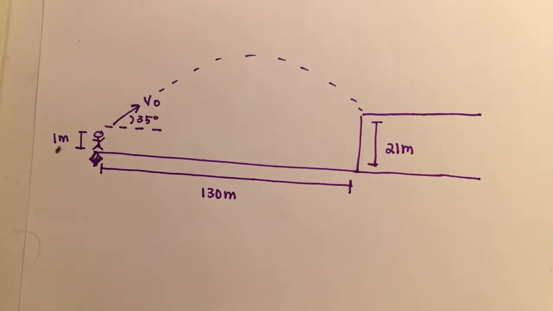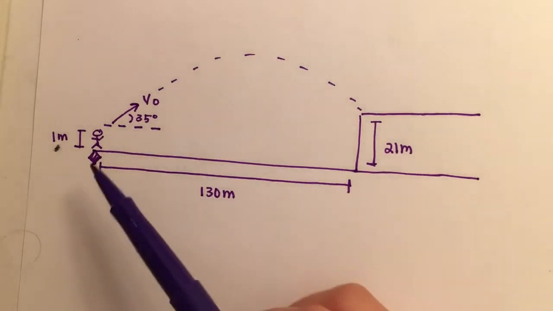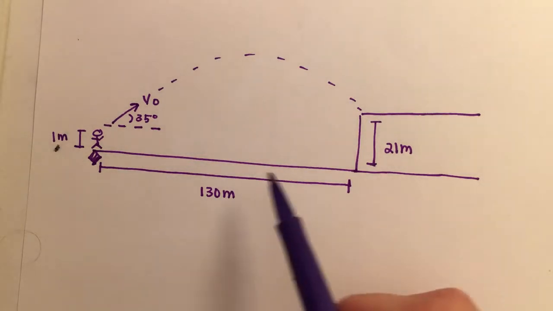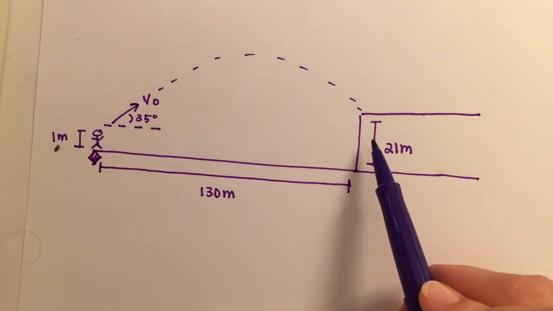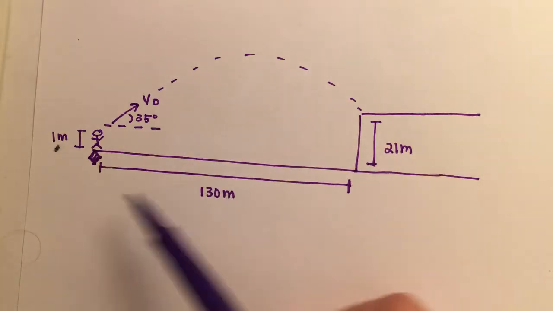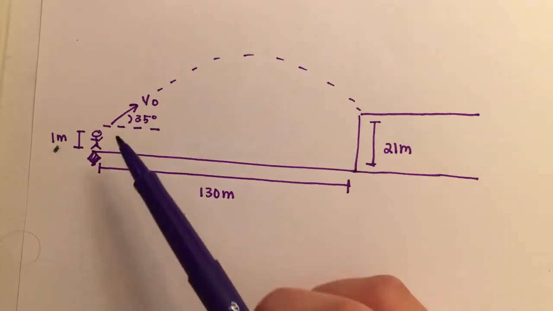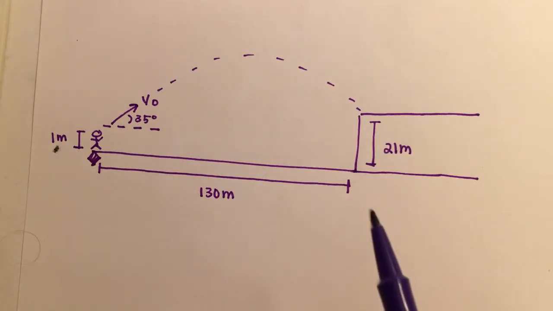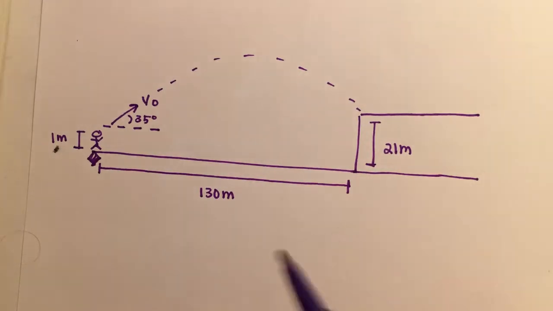I'm going to be doing problem 45 from chapter 4. So we have Manny Ramirez, who hits a home run so that the baseball just clears the top of the bleachers, which are 21 meters high, and it's located 130 meters away from the home plate. The ball is hit at an angle of 35 degrees to the horizontal, and air resistance is negligible. So first we're going to try to find the initial speed of the ball.